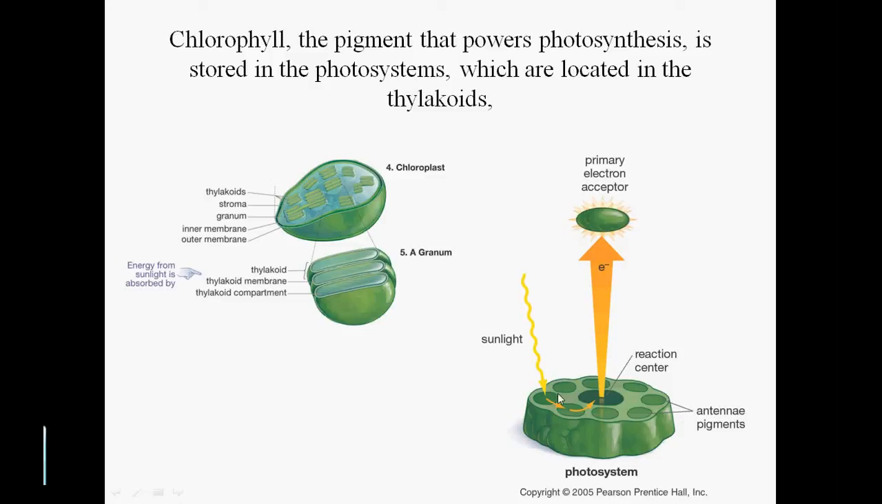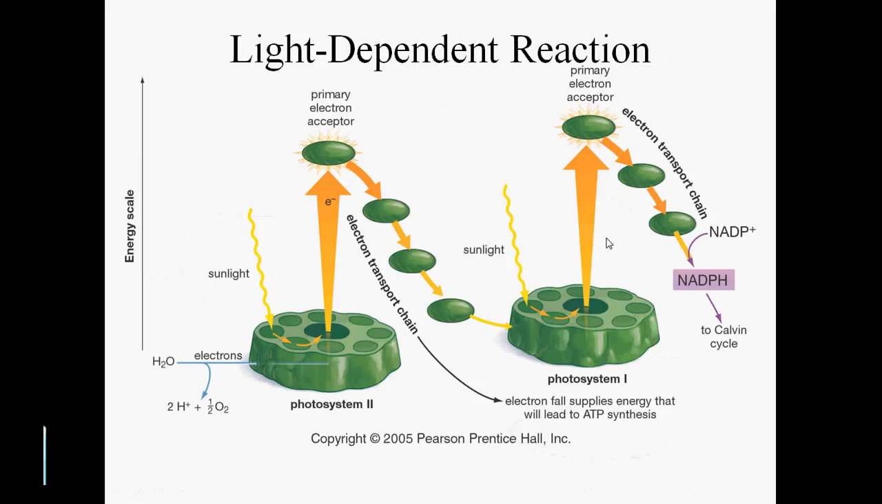As you can see here, you have the sunlight that is absorbed in the pigments, which creates energy that is used to pop that electron up to the primary electron acceptor. We're going to discuss that here in a second. This is the light-dependent stage of reaction. Where does it occur? In the thylakoids. Remember that this occurs in the thylakoids, okay? So this is basically an overview of the light-dependent reaction.